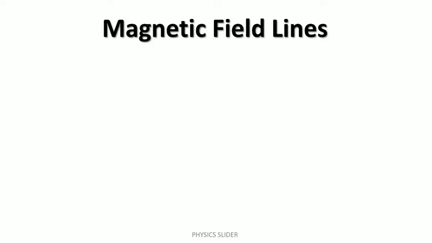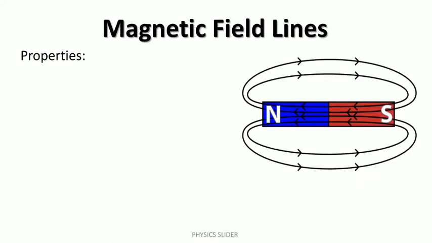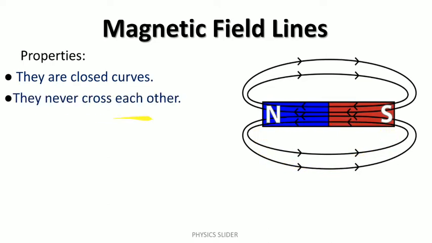Now, there are some properties of these magnetic field lines. Here is a magnet, and these are the magnetic field lines associated with it. They are closed curves. You can see here they are closed curves, the curves are not broken. The next thing, they never cross each other.